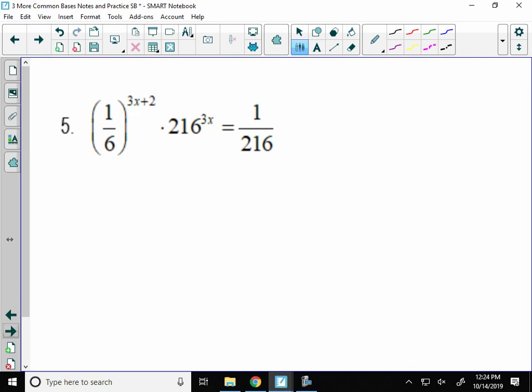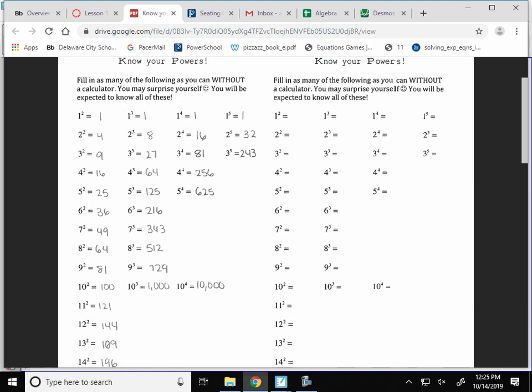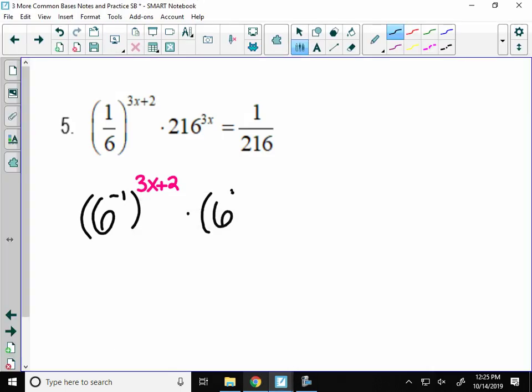All right. I have a 1/6, a 216. What base do I use for 6 and 216? 6. Okay. So how do I rewrite 1 over 6 with an exponent of 6? 6 to the negative 1. Okay. So then I use my same exponent, 3x plus 2. What is 216 with a base of 6? If you don't know, look at your power chart, 6 to the 3rd. So I have 6 to the 3rd here, and then I use the same exponent again, 3x. Equals 6 to the negative 3rd, yeah.